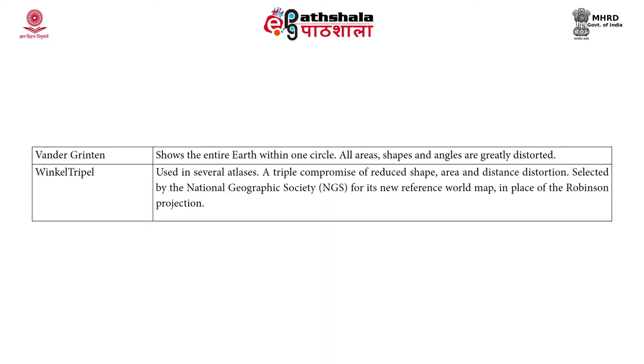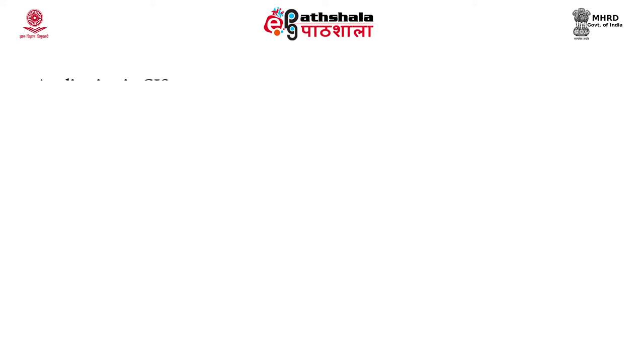Van der Grinten projection, which shows the entire Earth within one circle. All area, shape, and angle are greatly distorted. And the last one is Winkel Tripel, which is used in several atlases. A triple compromise of reduced shape, area, and distance distortion, selected by the National Geographic Society for its new reference world map in place of the Robinson projection.